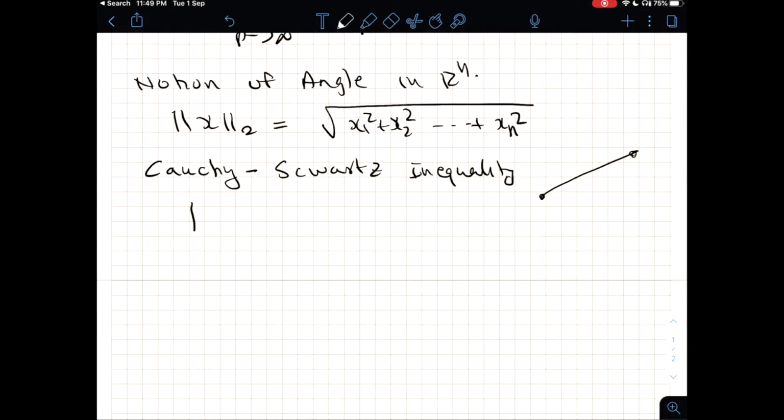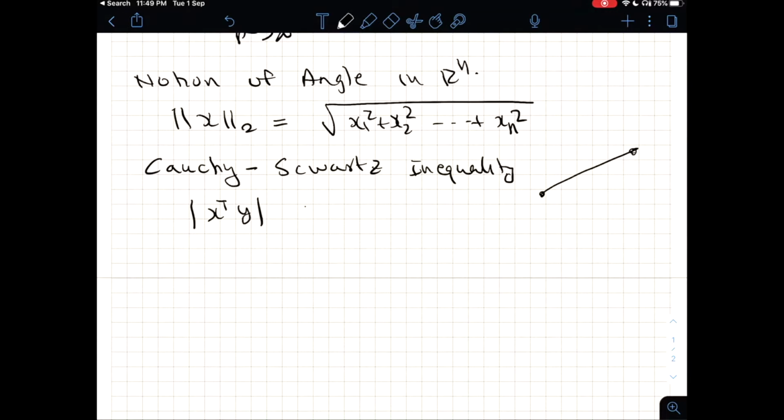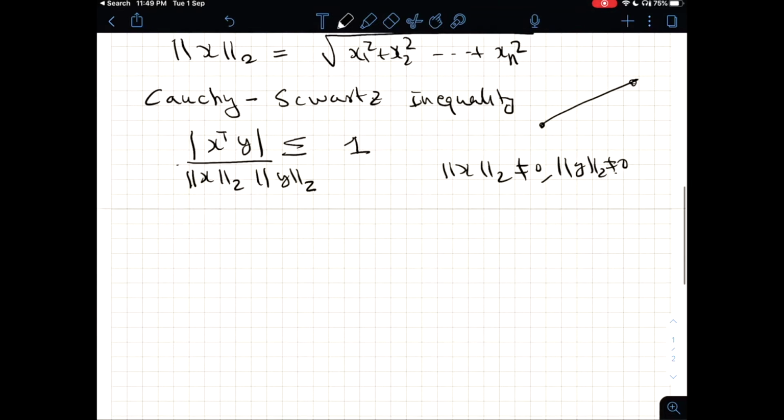which states that the absolute value of the dot product, or x transpose y, which is a scalar, is always less than or equal to, or if I rather scale it by the length of x, Euclidean distance of x and Euclidean distance of y, then this is always less than or equal to 1. If I use division, then of course I have to say provided x is not equal to 0 and y is not equal to 0.